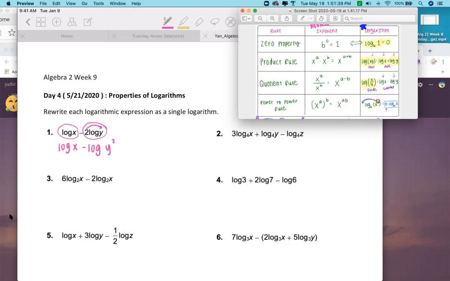Okay, so now I have a log and another log with a minus sign in the middle. This time we're going to be utilizing one of our rules. So look up here. We're going from the end back to the front. Which rule would I be using if I have a minus sign in the middle?